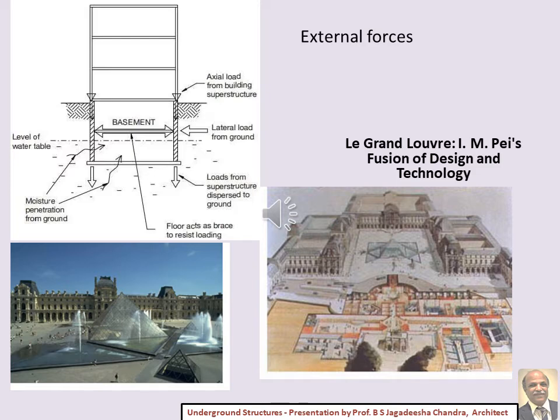In this slide, the top one, you can see the section of the structure in which you can see the basement, and also the various external forces that are applied. There is axial load from the top of the building, and lateral load from the surrounding earth. Loads from the superstructure have to be properly transferred to the solid rock below the earth, and moisture penetration from the surrounding ground also has to be taken care of. These are all the important external forces one has to keep in mind.